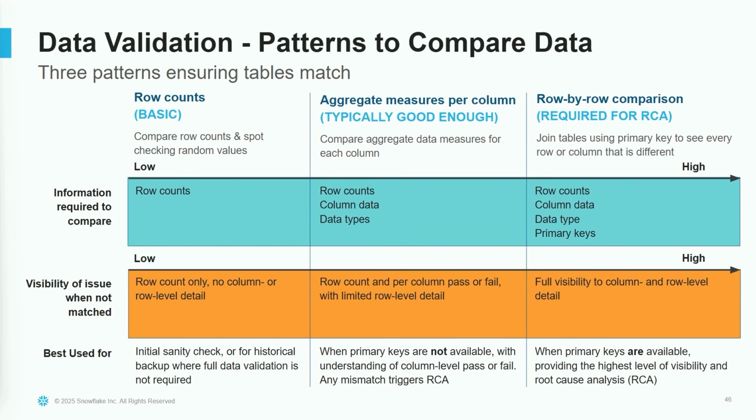And then the third option here, which is probably the most detailed, would be what we call a row-by-row comparison. It does require a primary key. It typically gets involved when we're doing root cause analysis for why something did not match.